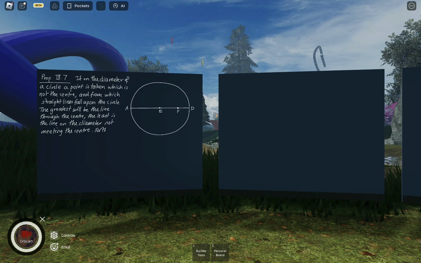And for the rest, so any line from F to the circle that is not on the diameter, the nearer to the straight line through the center. So if you have two such lines, the one which is on the side closest to FA is greater in length.